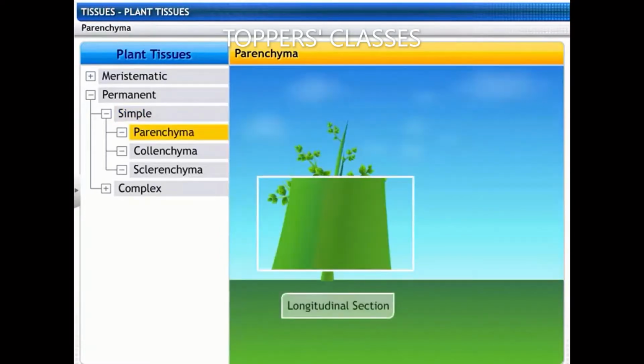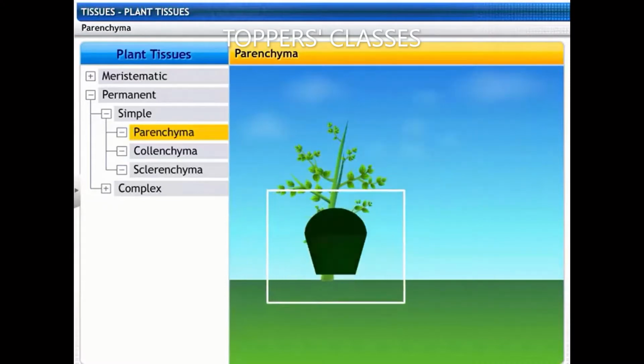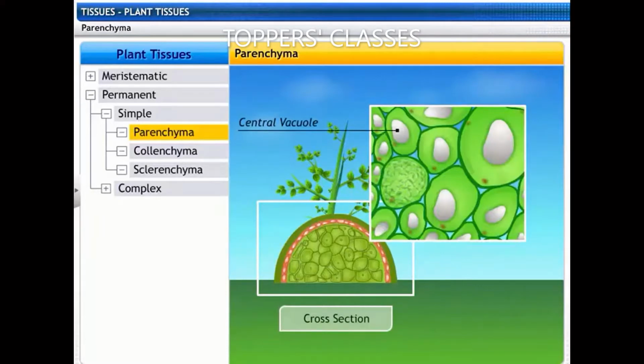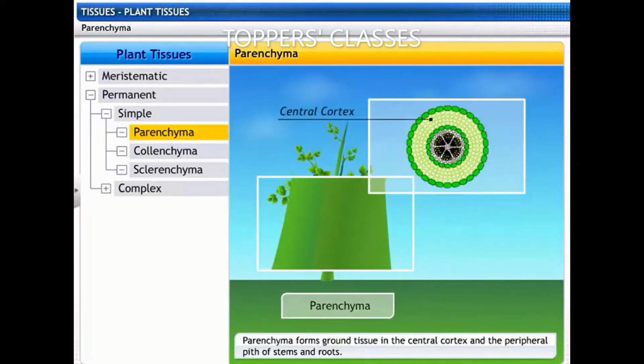This is a stem. Let's explore the tissue parenchyma. Parenchyma are elongated living cells with a cell wall made of cellulose. These cells are polygonal in shape and have a large central vacuole. They also have intercellular spaces between them. Parenchyma forms ground tissue in the central cortex and the peripheral pith of stems and roots.